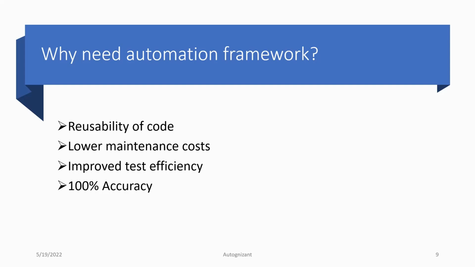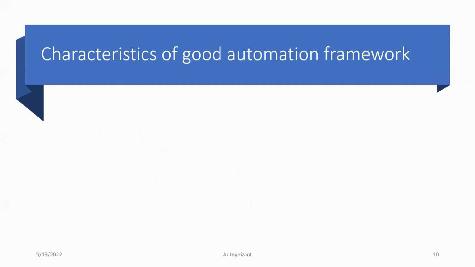And there is 100% accuracy with automation, right? If there is a single verification mismatch, automation test script reports the failure. So these are the basic advantages of automation framework. And if we automate test scripts, we can execute them in any stages of software testing life cycle. So far, we have seen main types of automation framework and why do we need automation framework.